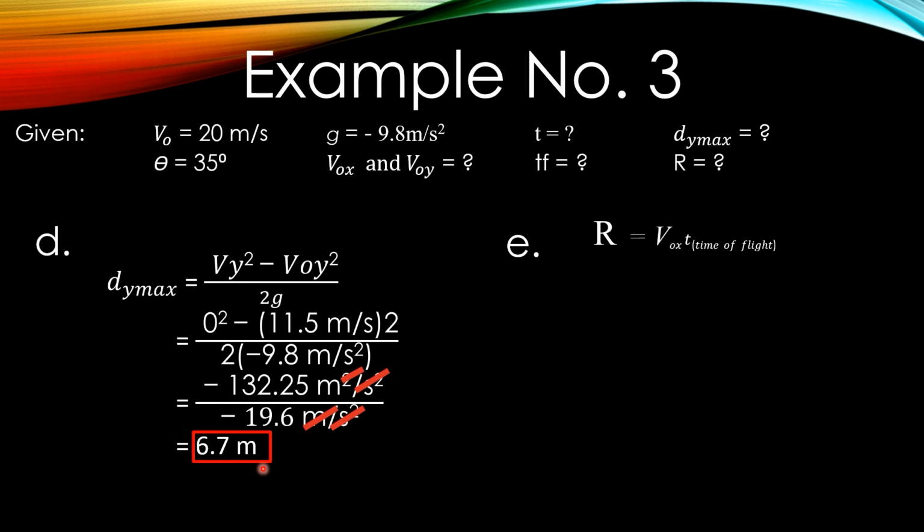Now, let's deal with the range. The formula for the range is Vox times the time of flight. The value of the initial horizontal velocity is 16.4 meters per second. For the time of flight, we have 2.4 seconds. We need to cancel out the unit for the time. We have meter. Now, 16.4 meters times 2.4. We have the product, 39.4 meters.